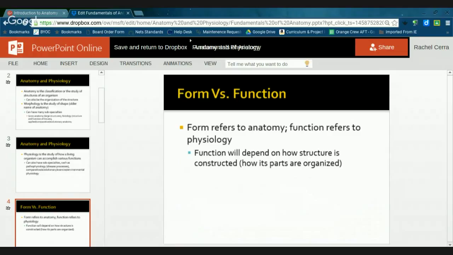Sometimes you'll hear anatomy referred to as form and function, or form versus function. Whenever we're talking about the form of an organism, we're referencing its anatomy. When we refer to its function, we're referring to physiology. So those are just some extra words to be aware of. The function of a part is going to depend on how it's put together.